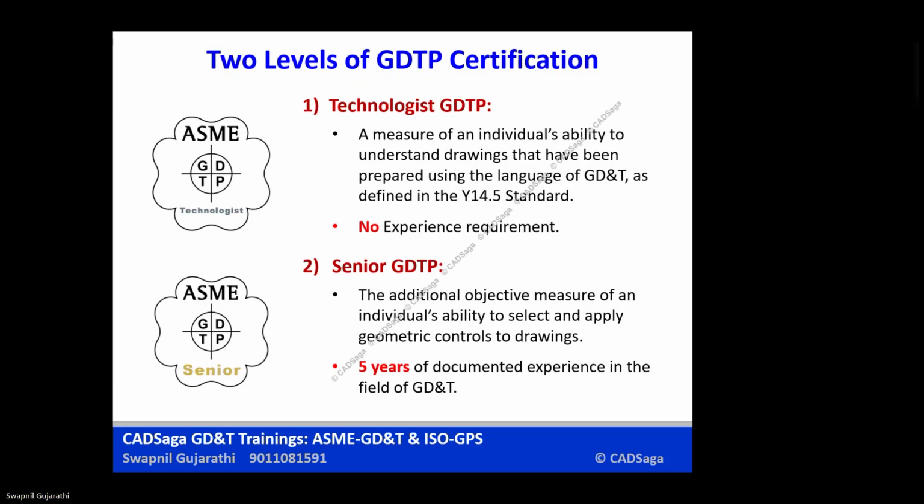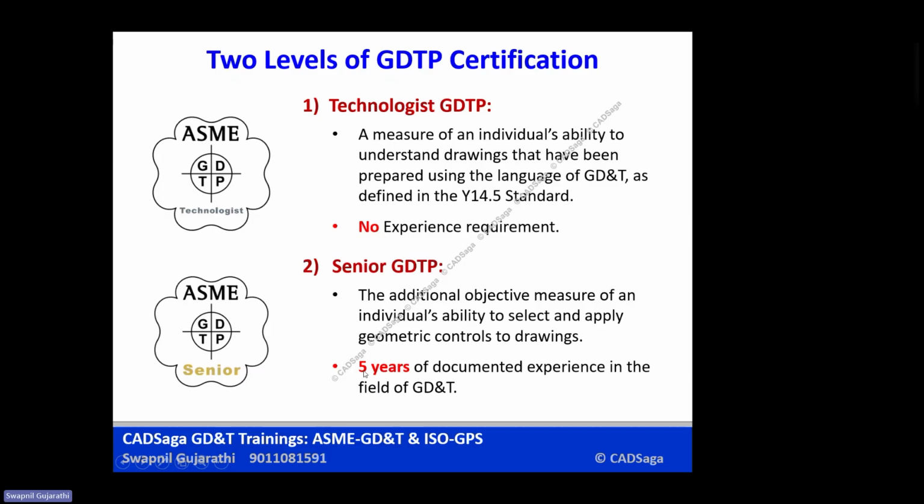GD&T experience. ASME may ask for references from your current company or ex-boss. They will send them an email and cross-verify whether you really worked there in GD&T, maybe in a designer capacity, or in quality or manufacturing engineering capacity, but you were associated with GD&T. That's the critical aspect. So this is the prerequisite.